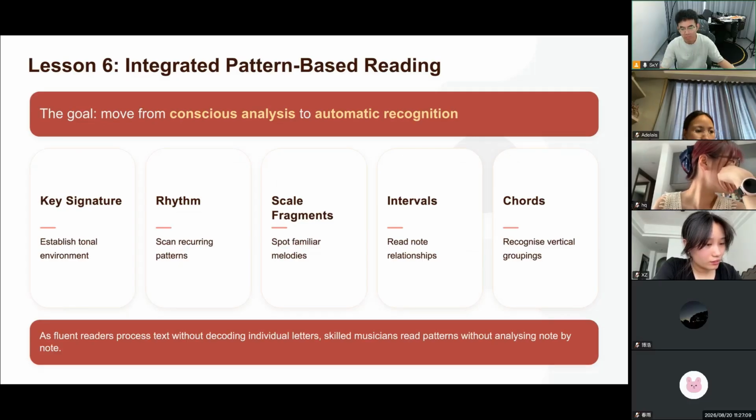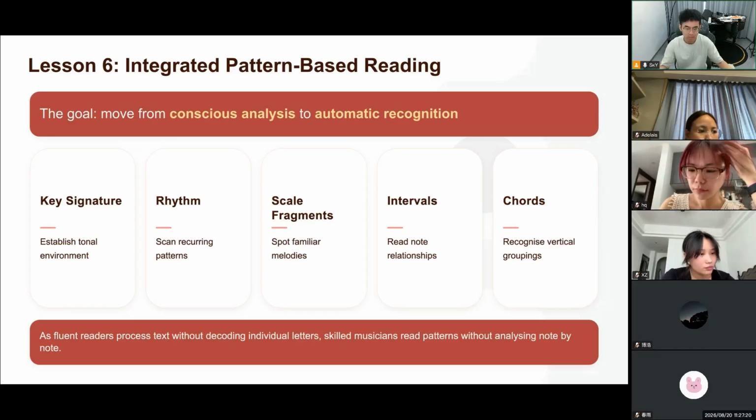Second, rhythm pattern recognition. This helps students stop counting every single rhythm and instead see complete rhythmic units. Third, scale pattern recognition. This helps students find stepwise motion within a melody. Fourth, interval recognition. This helps students focus on the distance between notes rather than just looking at single notes. Fifth, harmony and chord pattern recognition. This helps students see the structural relationship between multiple notes.